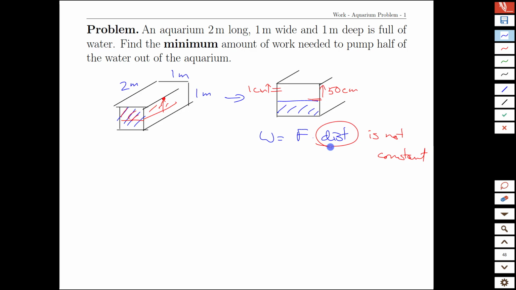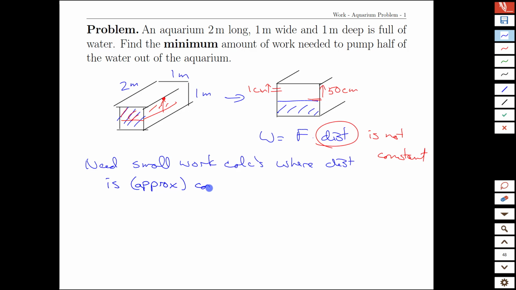Okay, well, fortunately we have a way to handle that. We're going to break this problem down into small pieces and ask ourselves, how can that break down the total amount of work into smaller pieces where the distance is constant? So we need small work calculations where the distance is approximately constant.